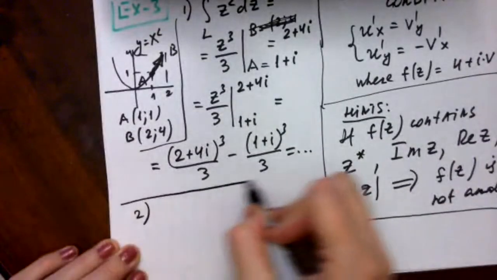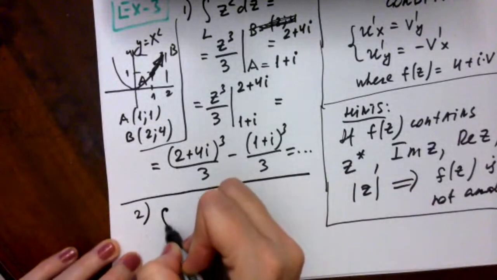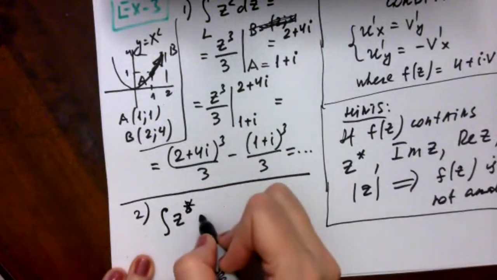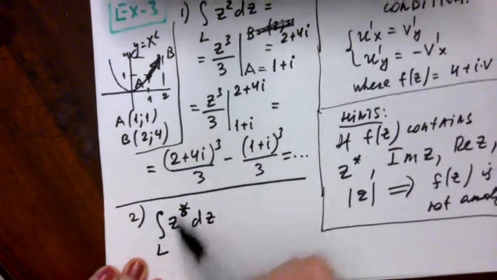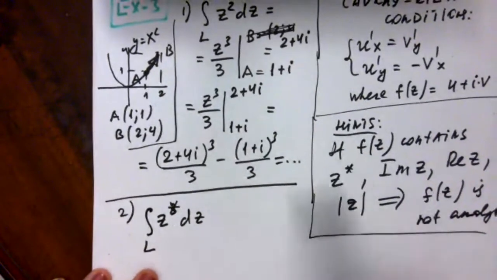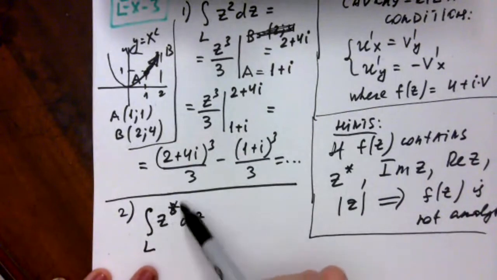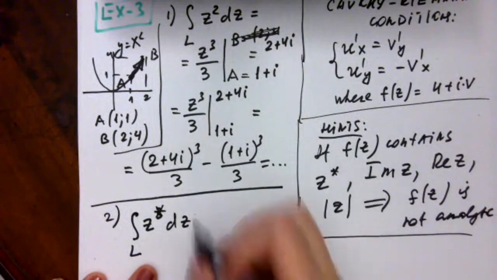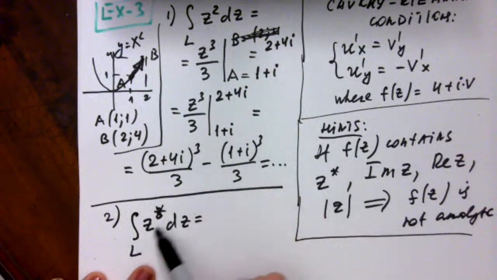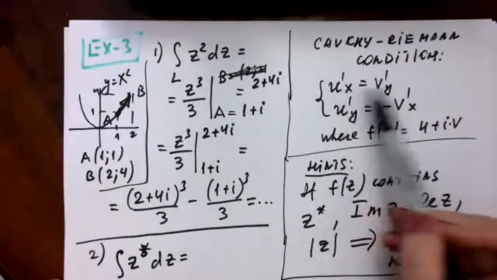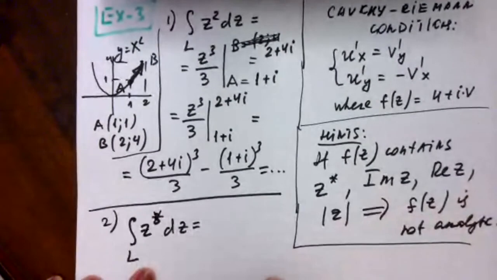Next, let's do one more example. The same path, but the function is different. So z conjugate dz. Aha. And let L be the same path. In this case, no. This function does contain something really weird, which we never came across before we started studying complex variable theory. That is why I don't think it's analytic. We can, of course, apply and check Cauchy-Riemann conditions, but I'm pretty sure that it's not analytic.